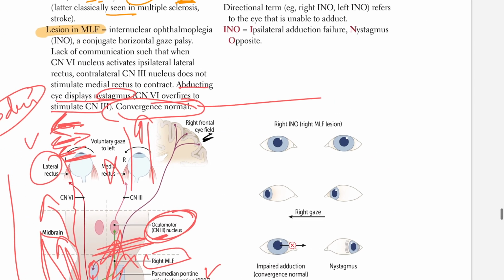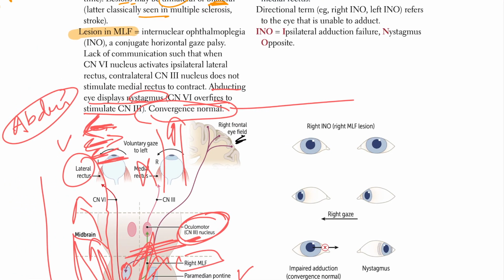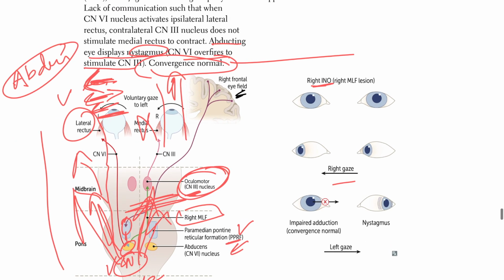Okay. So looking here, you have the right INO. A right gaze is all good. Left gaze, you're trying to do left gaze. The one which did the abduction is going in nystagmus, going back and forth, while the other guy is just impaired abduction, looking just straight up. Convergence is normal. You can't go left side, so you're just going to go straight, and that is all.